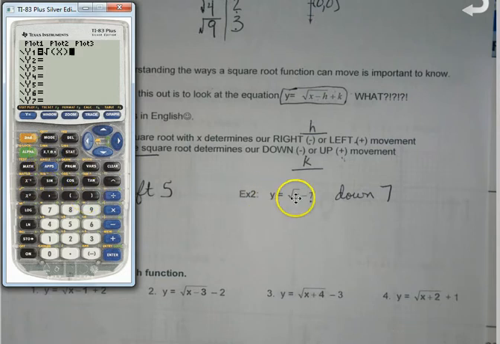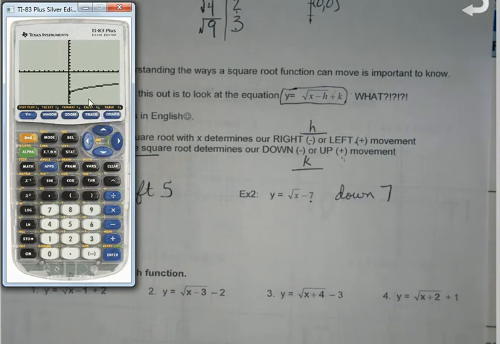This time, I just want the x underneath. So notice I closed the parentheses already. And then I'm just going to put the minus 7 after it. That's different than if I put it all in the parentheses. And I go to graph it, and I notice it moved down that many.